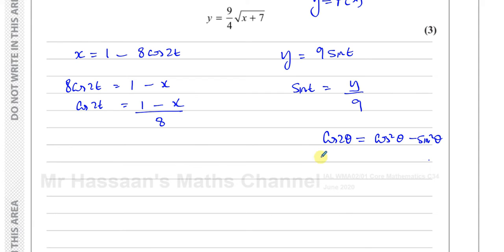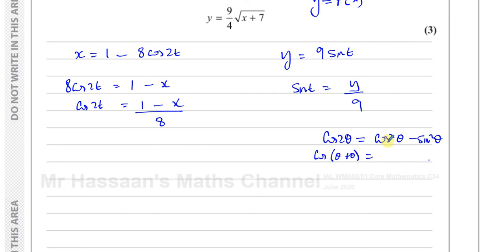This is from the fact that cosine of theta plus theta is the same as cosine 2t, and from the formula book, from the addition formulae, we've got cosine a plus b gives you cosine a cosine b minus sine a sine b. In this case, we have cosine theta times cosine theta, which is cosine squared theta, minus sine theta times sine theta, which is sine squared theta.